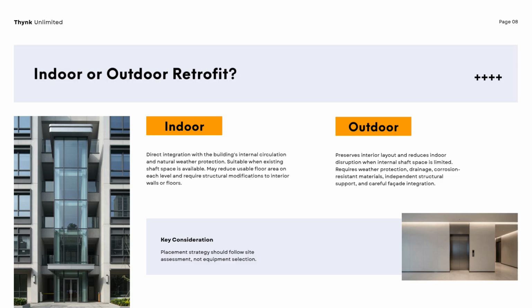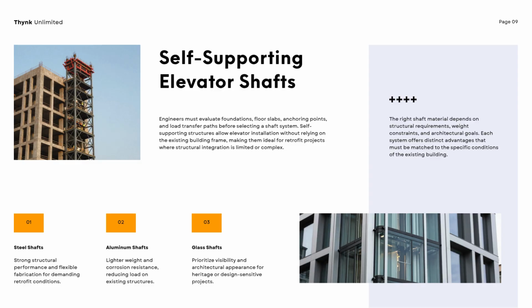Outdoor installations require additional planning for weather protection, drainage, corrosion resistance, shaft structure, and code integration for some existing buildings. An external steel or aluminum shaft can be a very practical solution. 6. Self-supporting elevator shafts. Structural limitations are another common challenge. An elevator introduces new loads into the building, so engineers need to evaluate foundations, floor slabs, anchoring points, and load transfer paths. If the existing structure cannot easily support a conventional shaft, a self-supporting shaft may be considered.